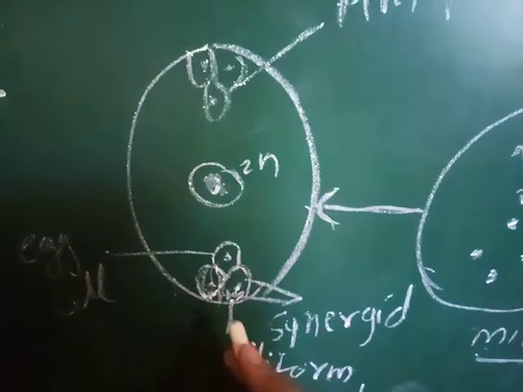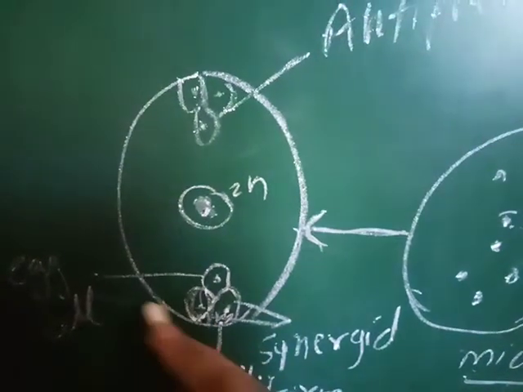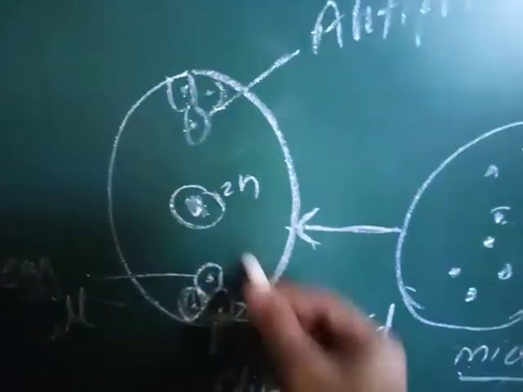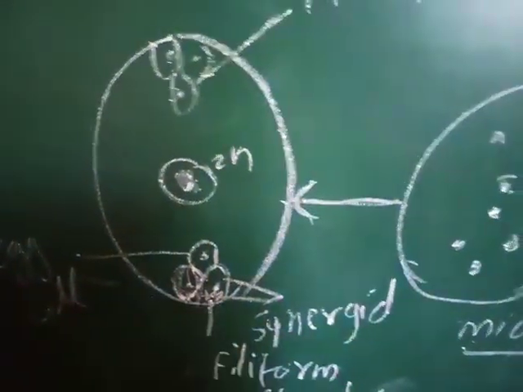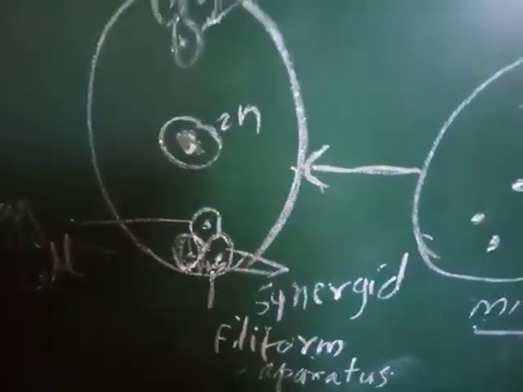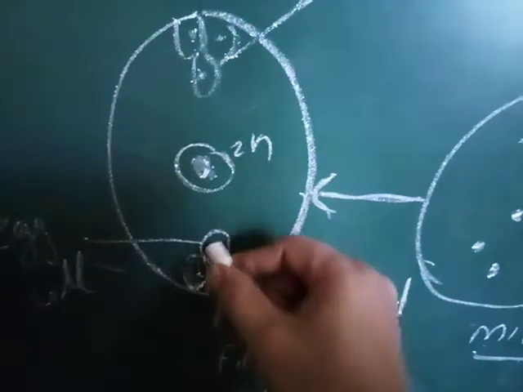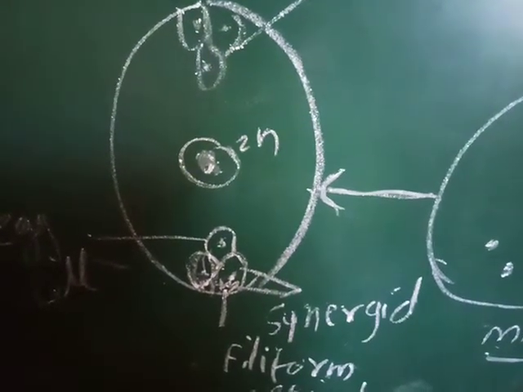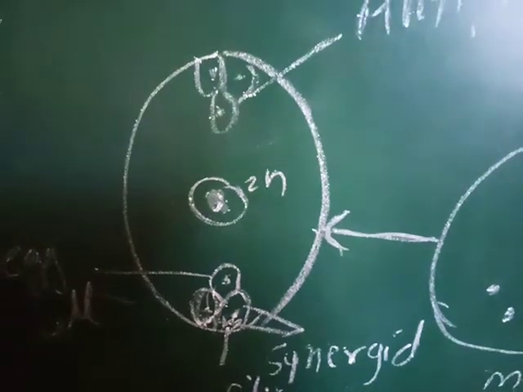two synergids and one egg cell. These two synergids are haploid, each one. The egg cell is also haploid, and together they form the egg apparatus. These two synergids have the filiform apparatus to attract the pollen tube during fertilization, or during siphonogamy. The egg cell, which is also haploid, later fuses with one male gamete to form the zygote. That process is called syngamy.